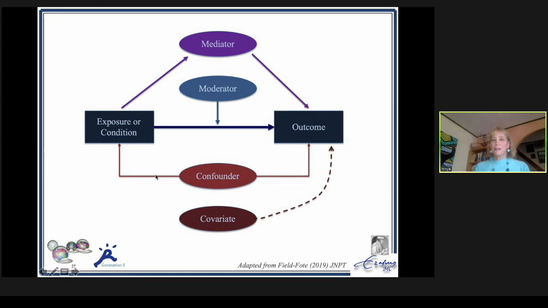Henning is going to go into this more in depth, but you can have a certain exposure or condition. A mediator means it's in the pathway, often thought to be a causal pathway. A moderator means it can affect the estimate between the independent and the dependent variable. A confounder means it can affect both the exposure and the outcome, and a covariate is mainly affecting just one. A confounder is actually also a covariate, but a subset.